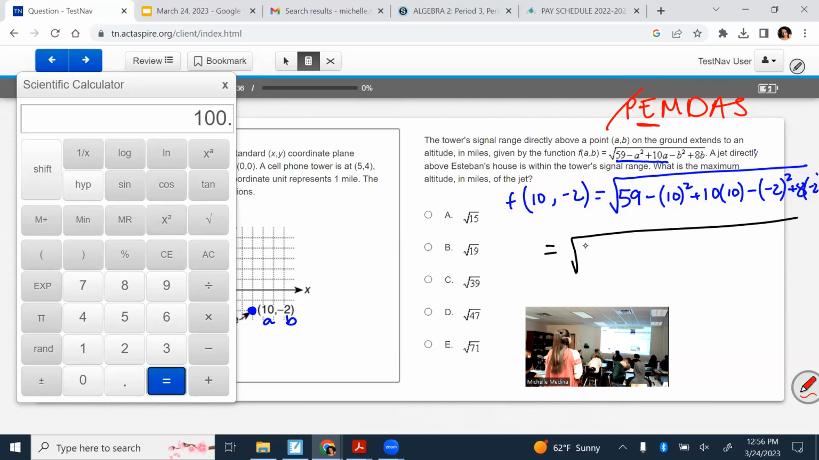So I'm going to bring down this 59. We're not doing anything with it yet. The 10 squared is 100. The minus comes from already having been here. So we just do the exponents. The multiplication we'll save for the next step. We're doing all the exponents right now, like this one. What's -2 squared?